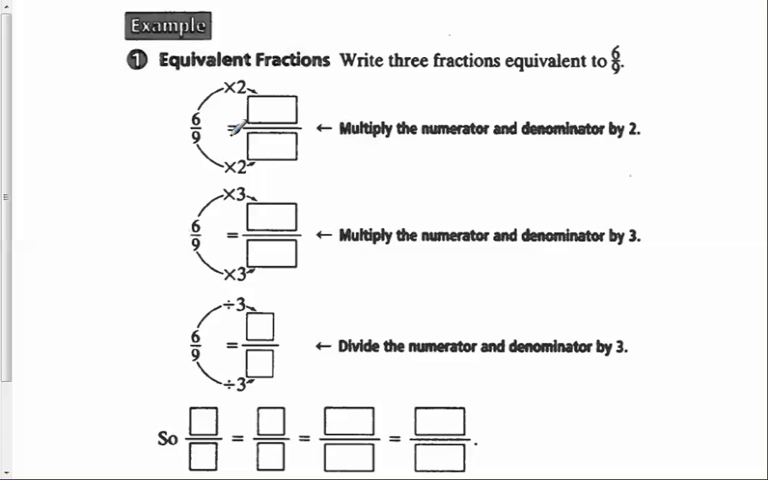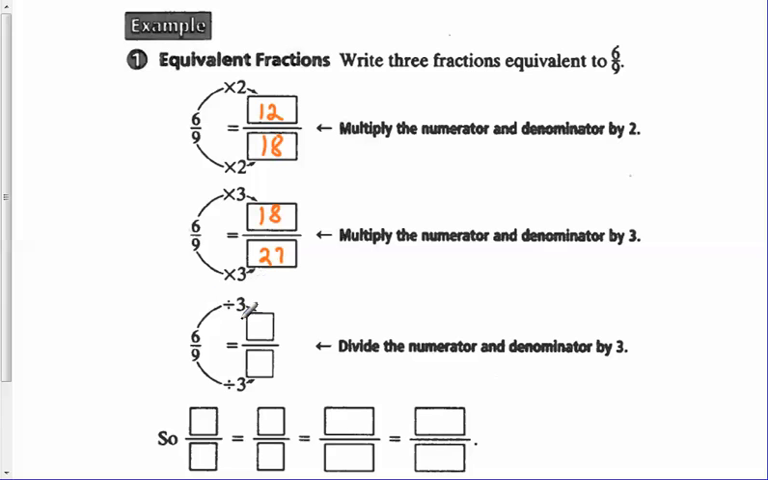So an example of this, if we have 6/9, we need to write this in other equivalent fractions. Well, we can multiply our numerator and denominator each by 2. 6 times 2 is 12. 9 times 2 is 18. So 12/18 is equivalent to 6/9. We can multiply it by 3 and say 6 times 3 is 18, and 9 times 3 is 27. So 18/27 is equivalent to 6/9.